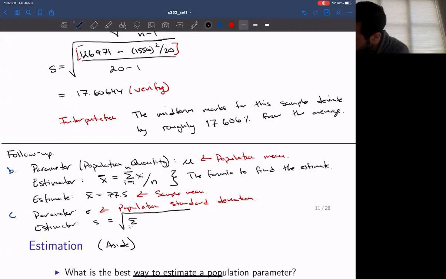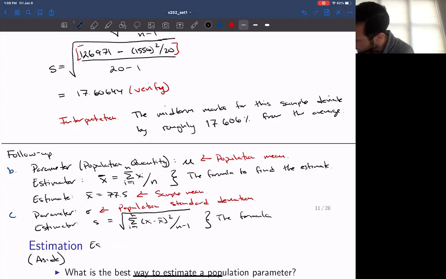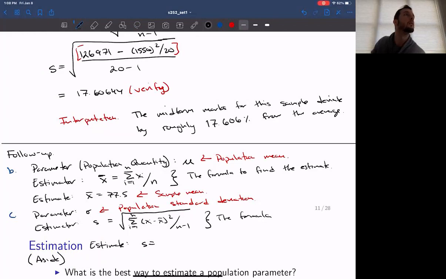For example, the square root of the sum from i equals 1 to n of x i minus x bar squared, divided by n minus 1. Again, this is the formula, or the function of the sample, that gives us our estimate. And then the estimate will end up being the value that is returned. So the estimate would be little s equal to 17.606.